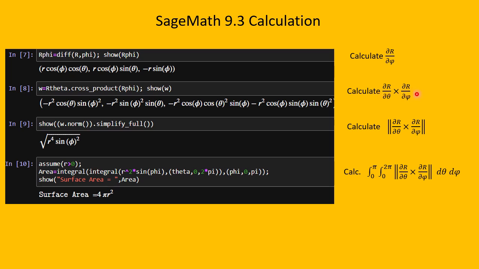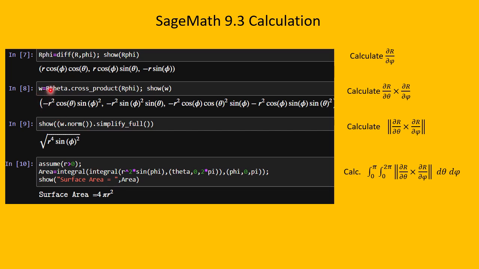And here is where SageMath comes in handy, because this cross product otherwise would take a little bit of paper and pencil, ink, whatever you use. But in any case, we can do it on the computer pretty easily using SageMath. Here's what's going to happen. I'm going to let W be this cross product. I have to give it a name to use later.